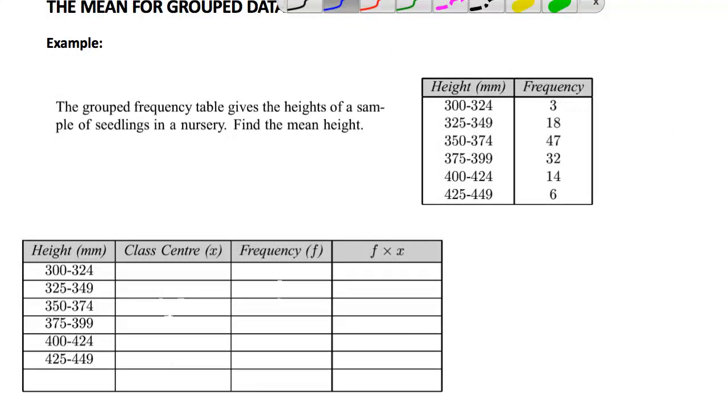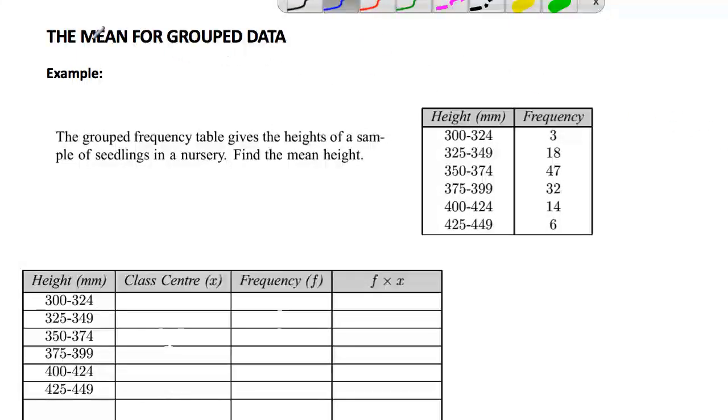In this video, we're going to have a look at how to work out the mean when you have group data. The example that we're using is a group frequency table for the heights of samples of seedlings. They've collected samples, measured their height and grouped them. The reason why they've grouped them is because there's such a wide variety of heights that it's easier to put them into groups rather than write down every individual score.